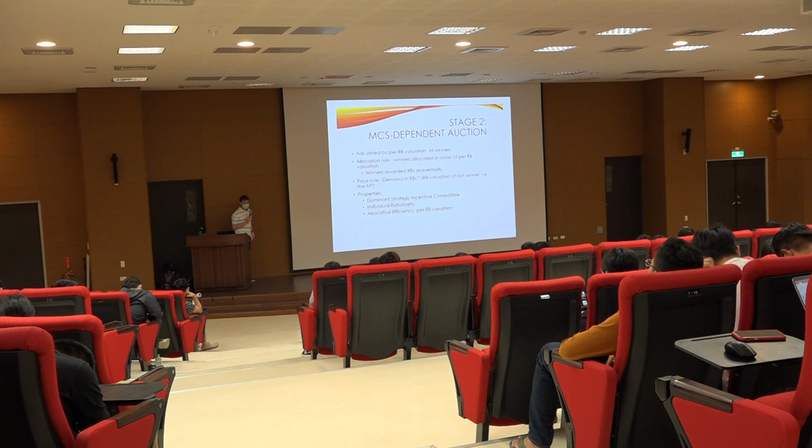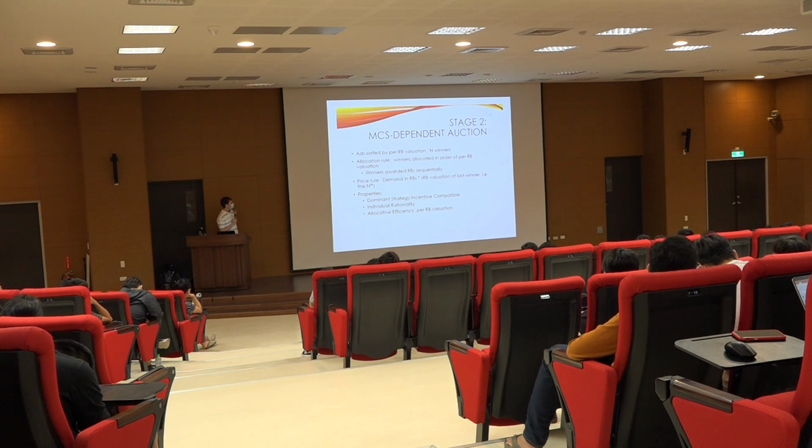Now for an MCS-dependent auction, actually this is a particular auction we discussed earlier. The ads are sorted by their per resource block valuation, and we assume there are n winners. The allocation rule is winners are allocated in order of per resource block valuation. So essentially, winners are allocated resource blocks sequentially.